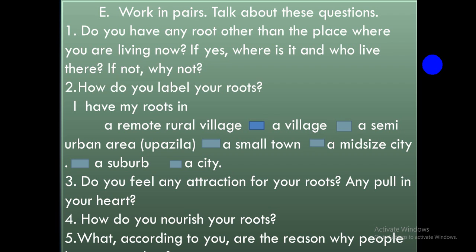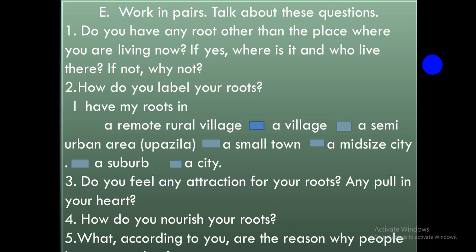Number 2, how do you label your roots? I have my roots in a remote rural village, a semi-urban area, upazila, a small town, a mid-sized city, a suburb, a city. Number 3, do you feel any attraction for your roots? Any pull in your heart? Number 4, how do you nourish your roots? Number 5, what, according to you, are the reasons why people become rootless?